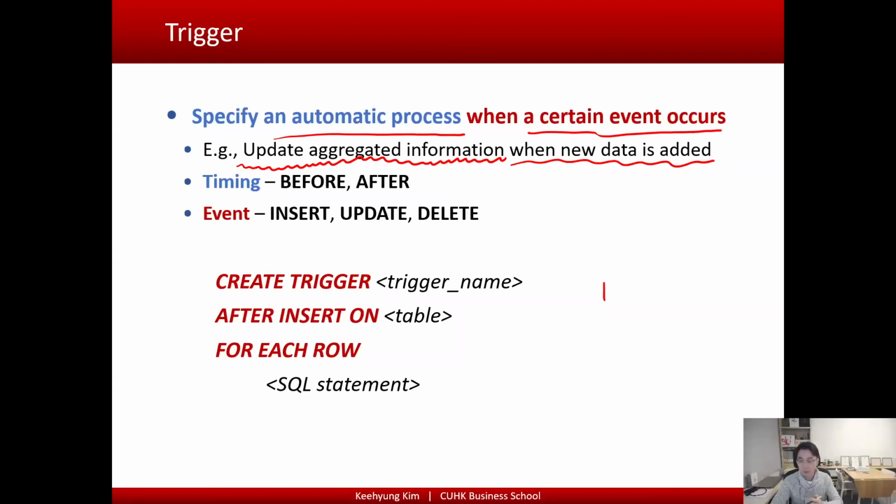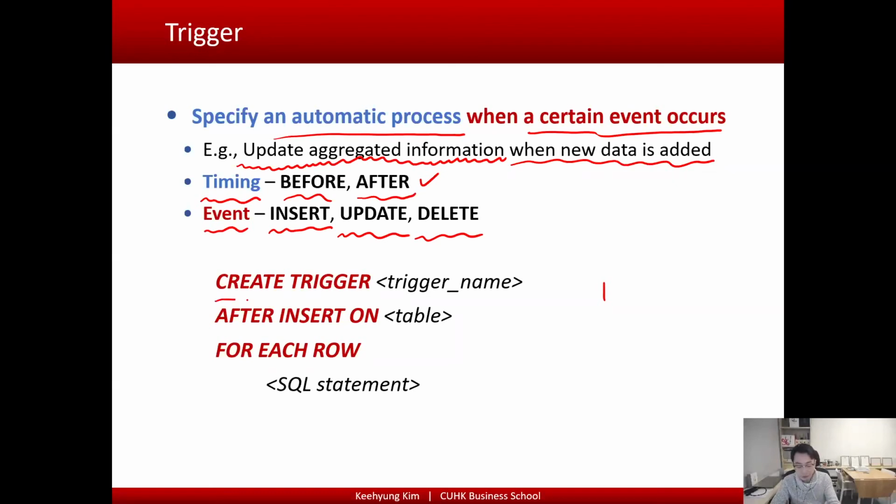So that's why I want to mention it. To create a trigger, basically you have to specify the timing, whether it will happen before or after. So if something is updated, it should be updated before something happens, or it should be updated after something happens. So you can specify the timing, and you have to specify the event. So what would be done? Whether you want to insert new data, update something, or delete something. So you have to specify the event too.